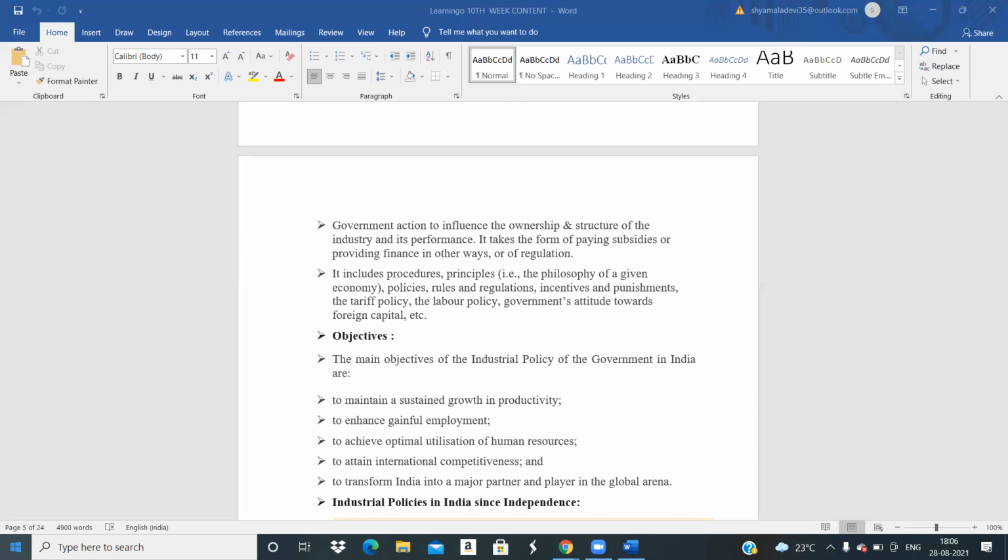What are the Southeast Asian countries? Mainly when we talk about Singapore, Taiwan, then Korea, then Japan, China, maybe India also can be a part of it if things are going very well, if the people and the government also put in their efforts. We can easily become a global player also. So these are the objectives of the industrial policy of the government in India.